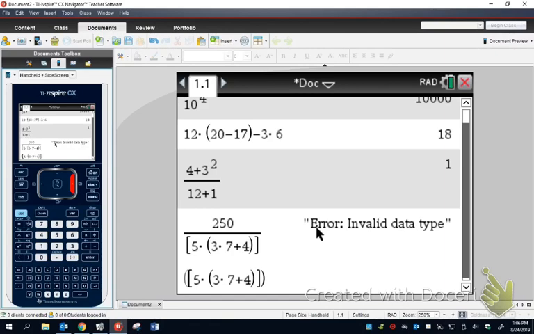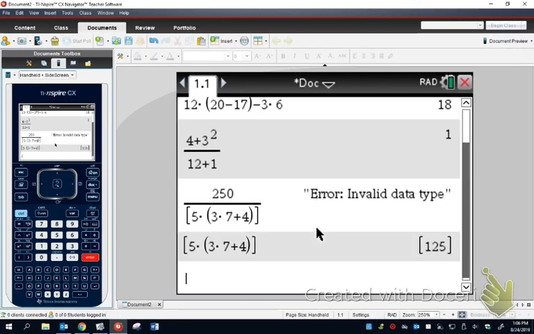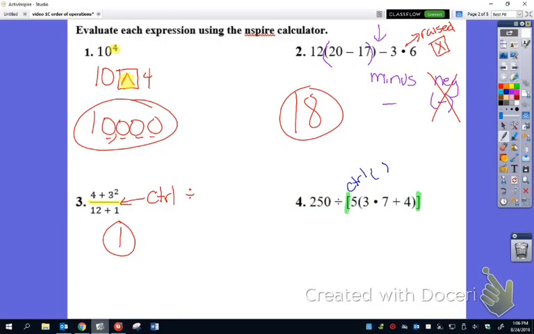Now I think we got done with our, I should just have parentheses in the bracket and then 5 times. That's all I did was just take off that 250 and the division sign. Now the answer is 125. What I did is I did this part first. So I just went back and I did this part first.